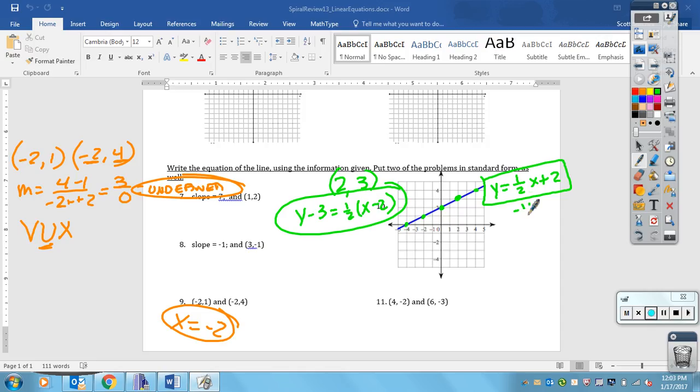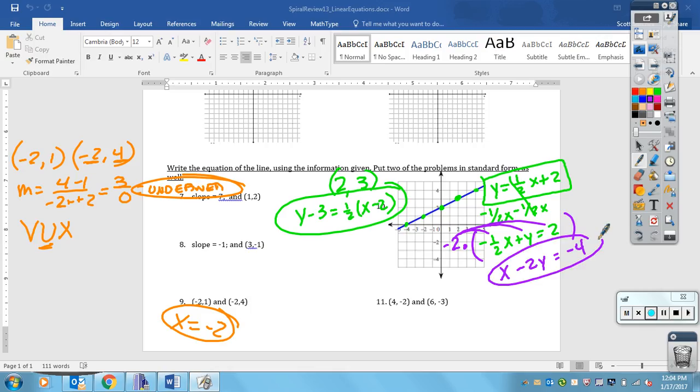Now I've got to write it in standard form. Minus 1/2 x, minus 1/2 x. -1/2 x + y = 2. The issue is that this is not only negative, but it's also a fraction, so I'll multiply by -2: negative to get rid of that negative, and 2 to get rid of that denominator. -2 times 1/2 is just x. -2 times y is -2y, and -2 times 2 is -4. That's standard form.